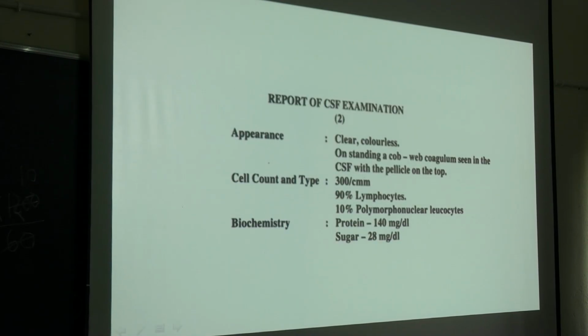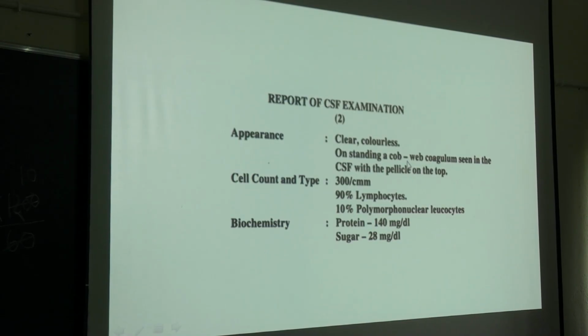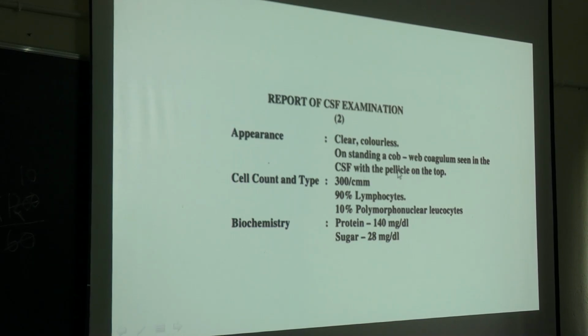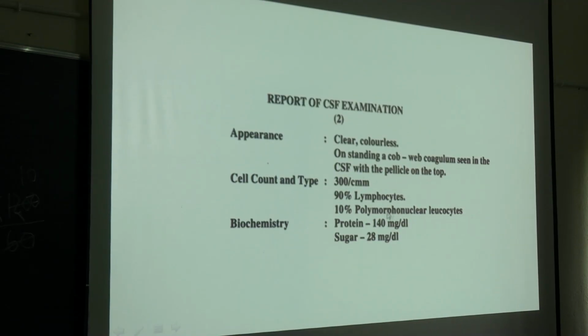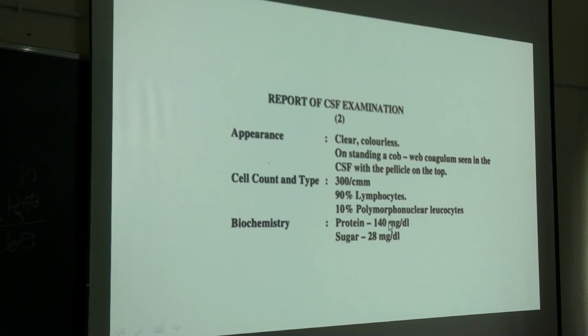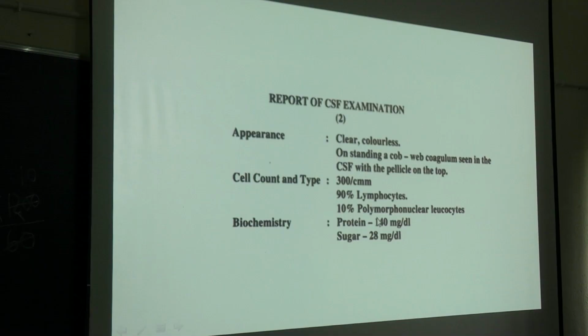Now see this report. Appearance is clear, colorless. On standing, a cobweb coagulum seen in the CSF with pellicle on the top. Cell count is raised, 300, 90% lymphocytic and 10% polymorph. Biochemistry shows protein 1400 mg and sugar is decreased. Okay, so you are suspecting tubercular meningitis.